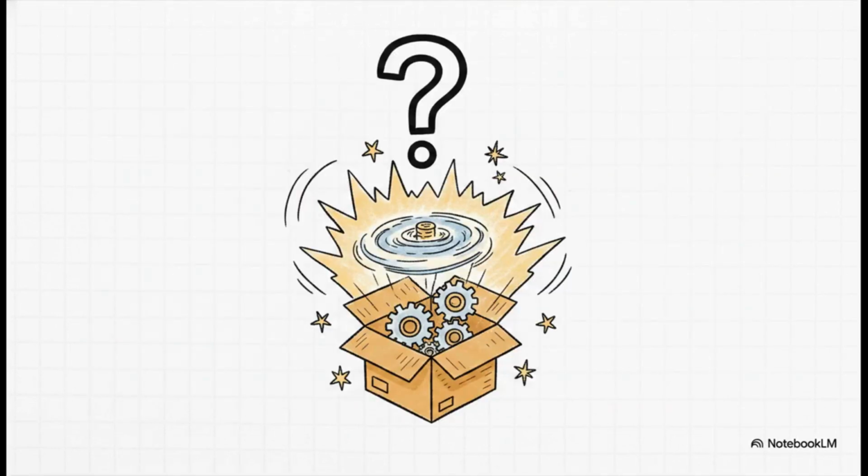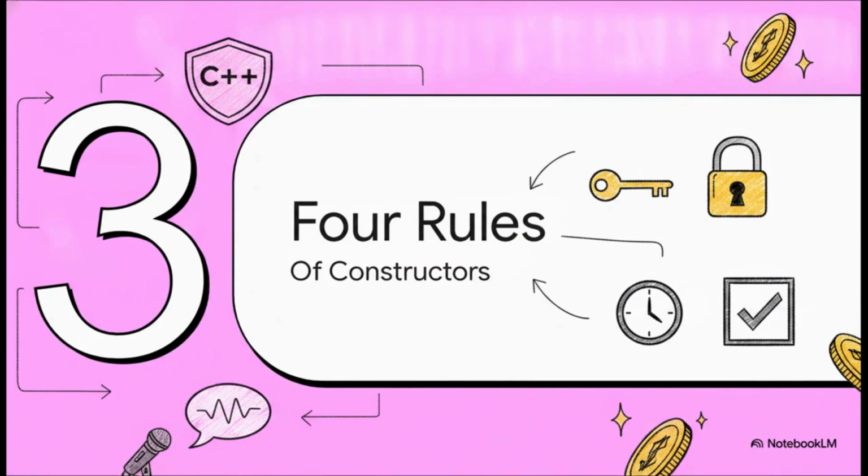So the big question is this: what if we want our objects initialized automatically the very moment they are created? We definitely don't want to rely on the programmer having to remember to manually wake up a setup function every single time they make a new object. That is exactly where constructors swoop in as our automated solution. Which naturally brings us to Section 3, the 4 rules of constructors.